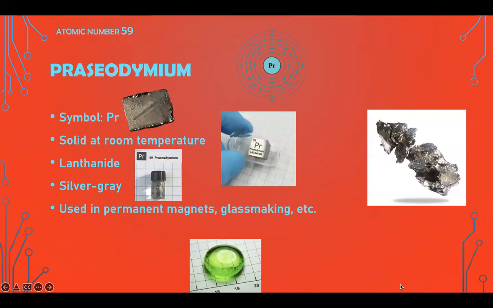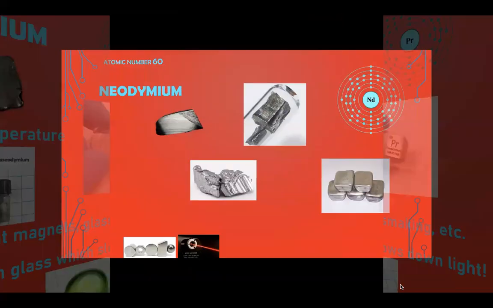Praseodymium glass can slow down the speed of light to just several meters per second. The speed of light is approximately 300,000 kilometers per second, but praseodymium glass can make it slow down to just a few meters per second. That's pretty cool. Praseodymium, as I said, is used in a greenish glass which slows down light.